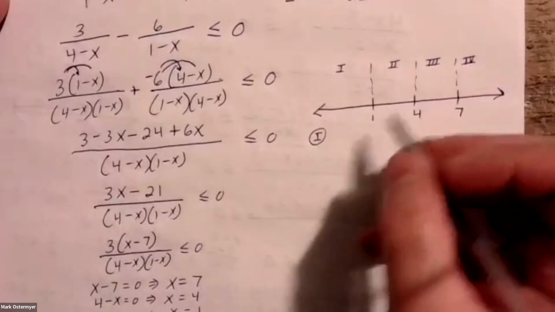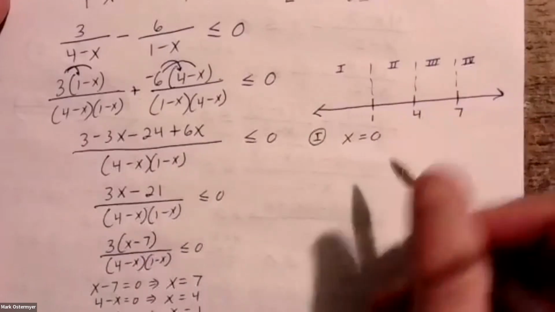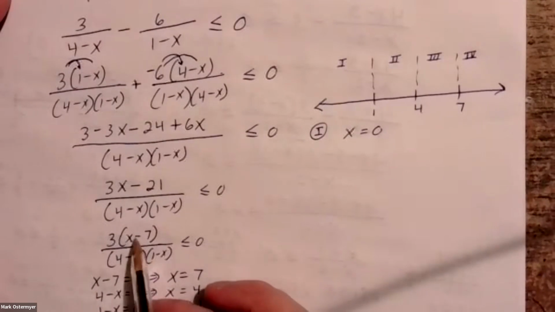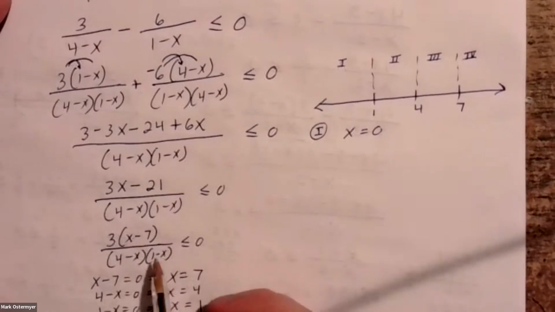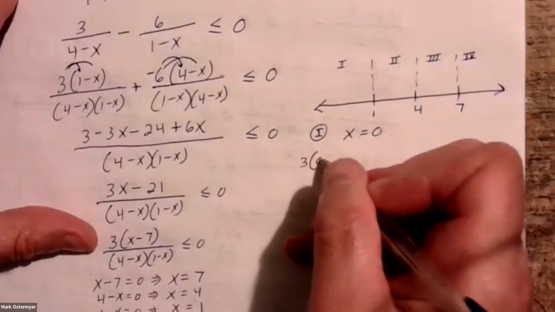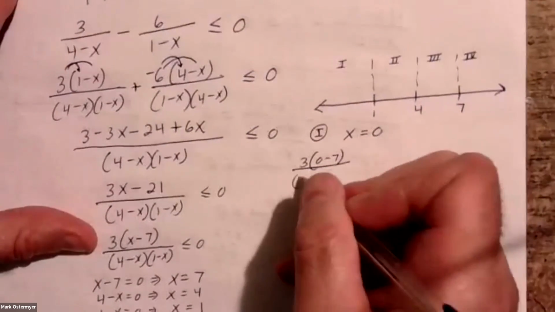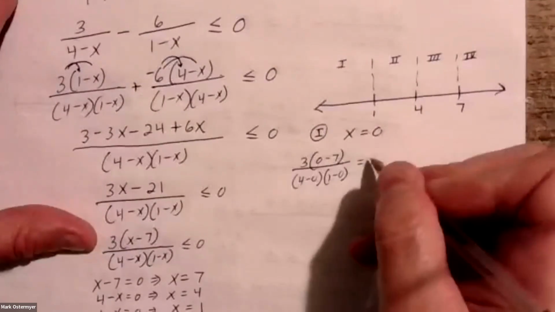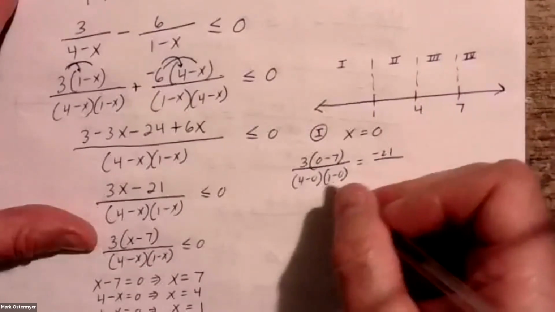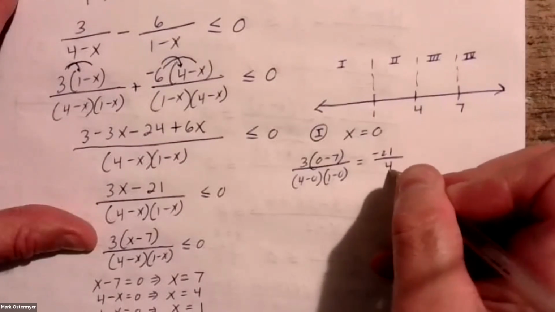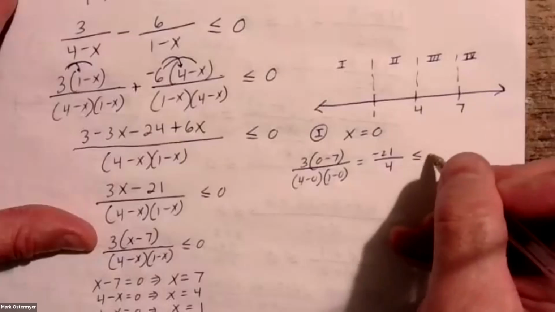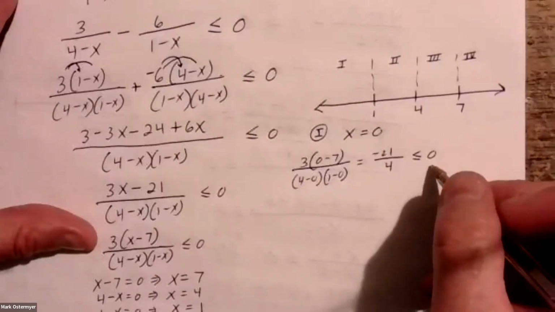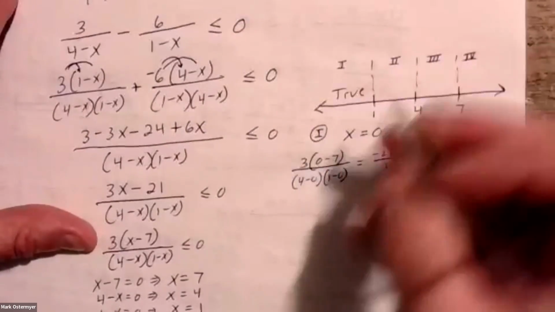Interval number 1, give me something less than 0. How about x equals 0? Take 0, plug it in here, here, and here. Is 0 a solution to this thing? Well, this is going to be negative 21 over 4. It is a negative. I don't really care to simplify that anymore. Is a negative number less than or equal to 0? That's always true.